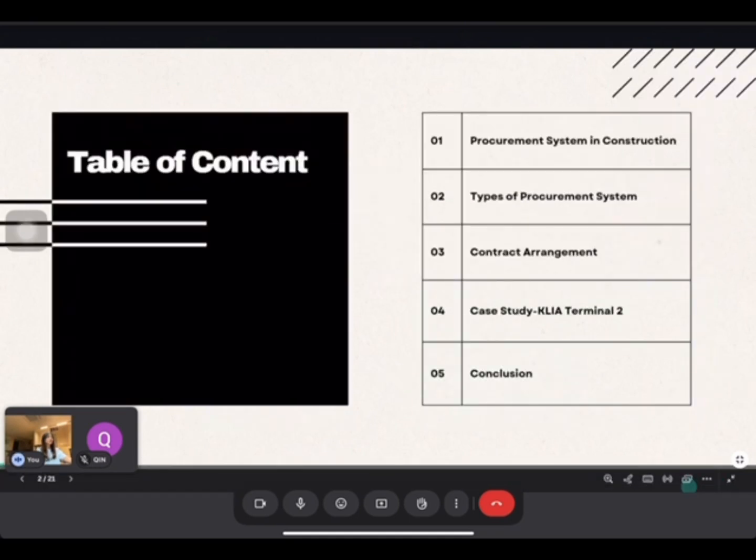Our presentation consists of 5 parts. First is procurement system in construction. Second, type of procurement system. Third, contractual arrangement. Next is case study for KLIA Terminal 2 and the last is conclusion. Let's begin.